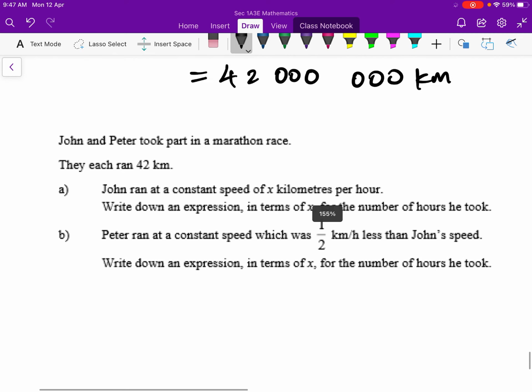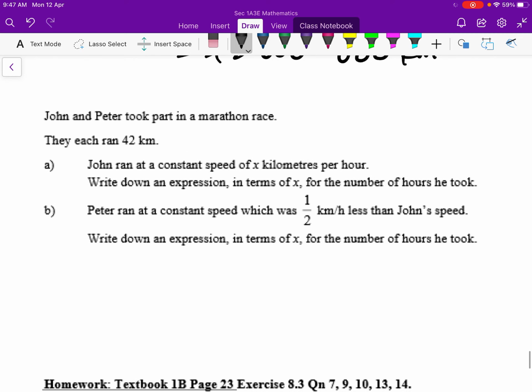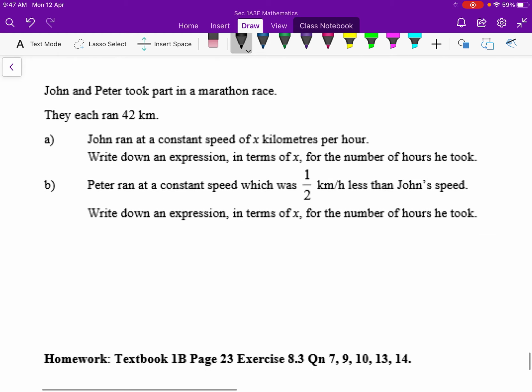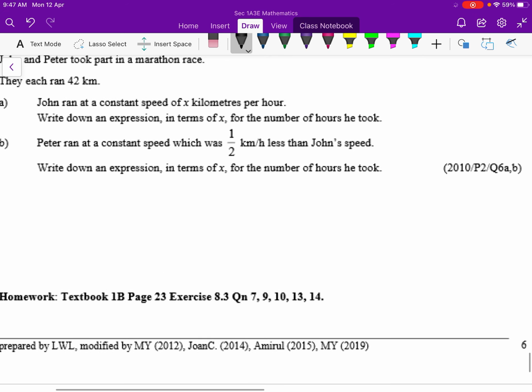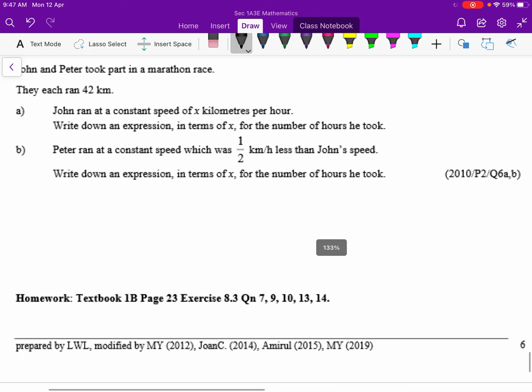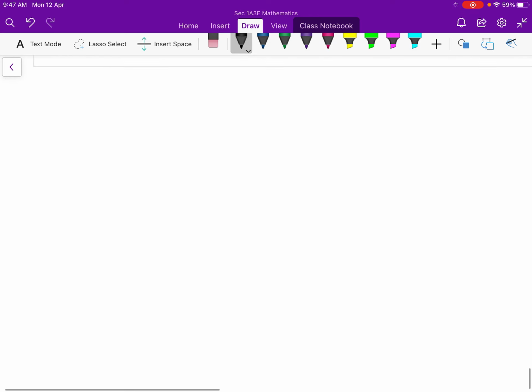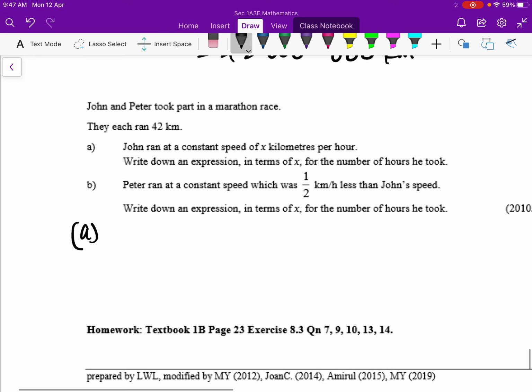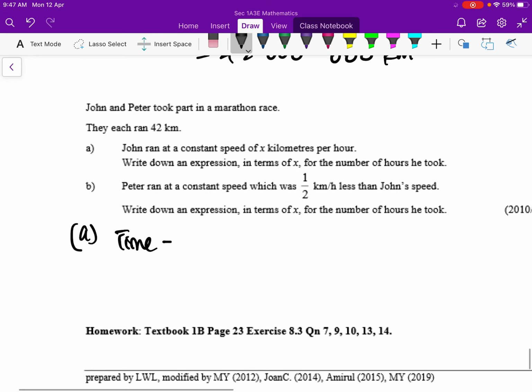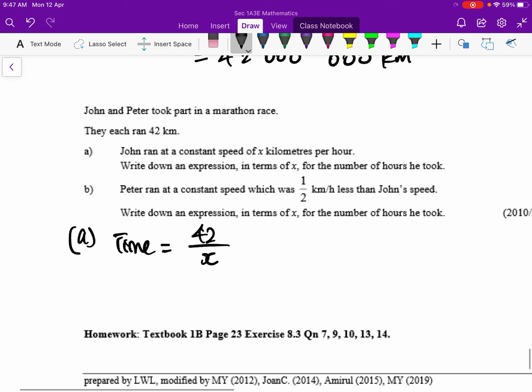Okay, next one. John and Peter, they took part in a marathon race. They each ran 42 kilometers. So John ran at a constant speed, x per hour. Write down an expression in terms of x for the number of hours that he took. Time, distance, 42, divided by the speed. Okay, so this is for part A.